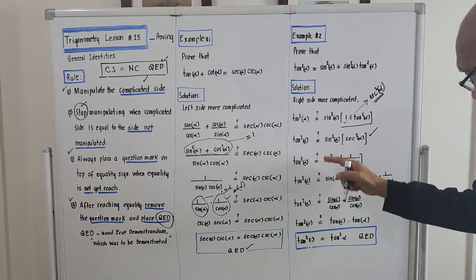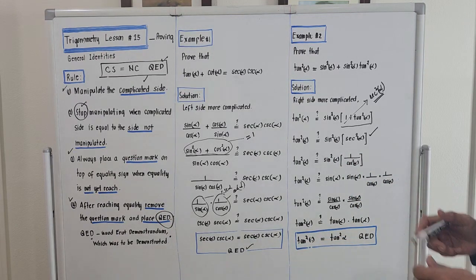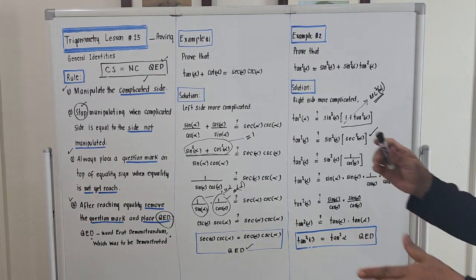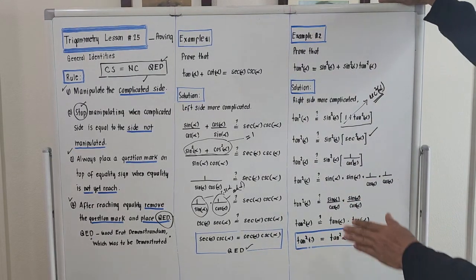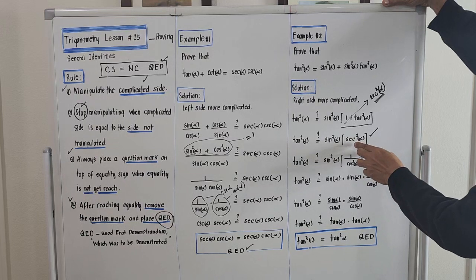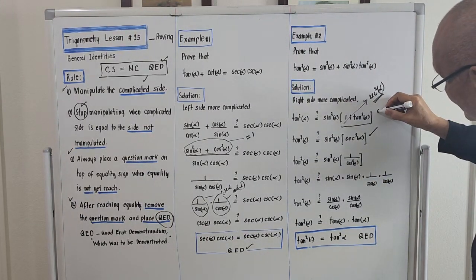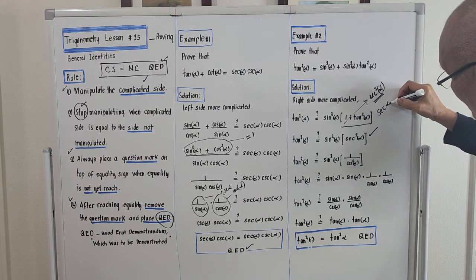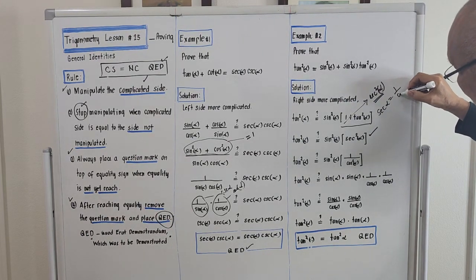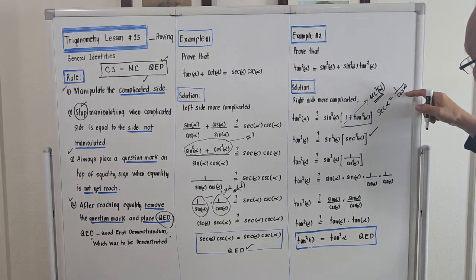Tangent square of alpha, is it equal to? Again, try to do some manipulations. Try to make some substitutions. Okay. We'll maintain sine square of alpha. Secant of alpha is actually 1 over cosine of alpha. Right? Secant and cosine are reciprocal.